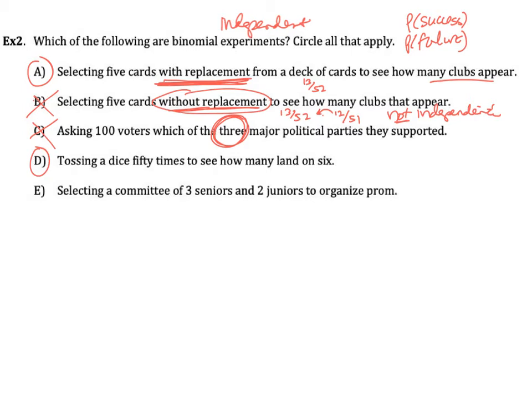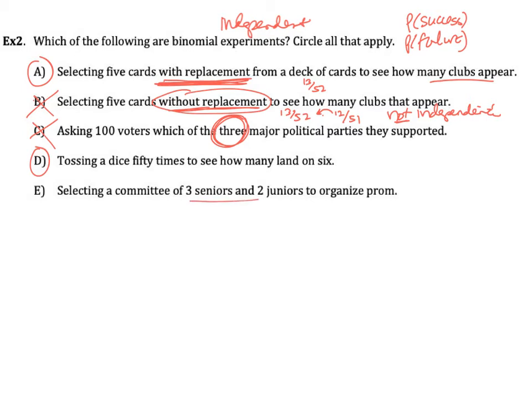Selecting a committee of 3 seniors and 2 juniors to organize prom. So would that be success or failure? Would that be independent, or not independent? So does it matter which 3 juniors I select? Or 3 seniors, and 2 juniors? Well, it's going to depend.